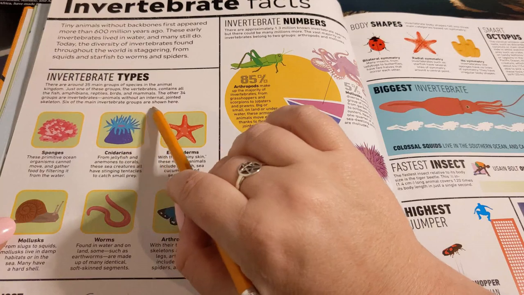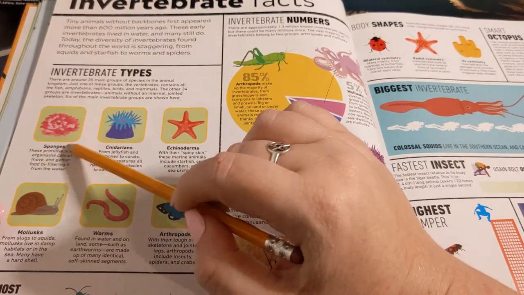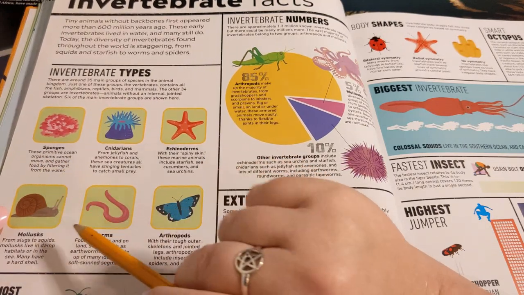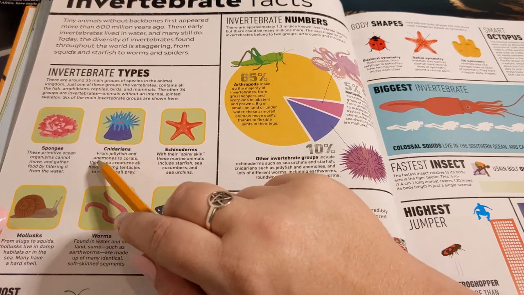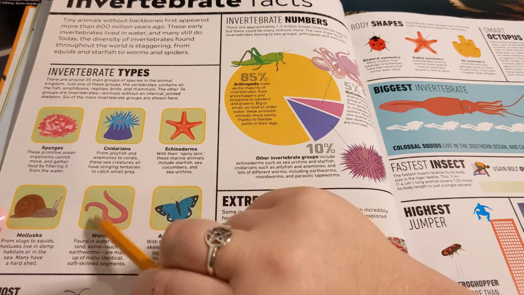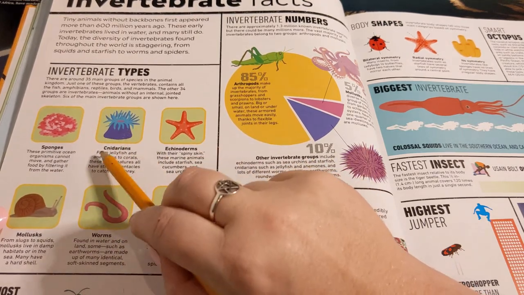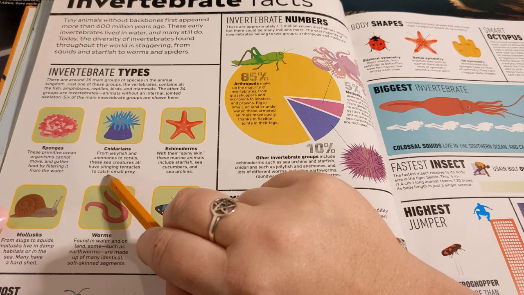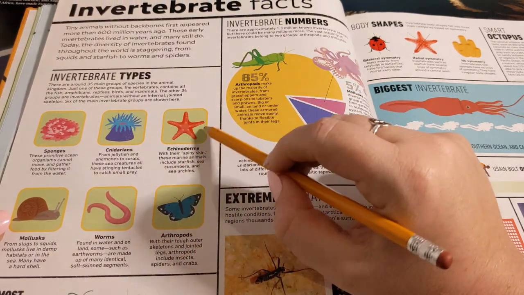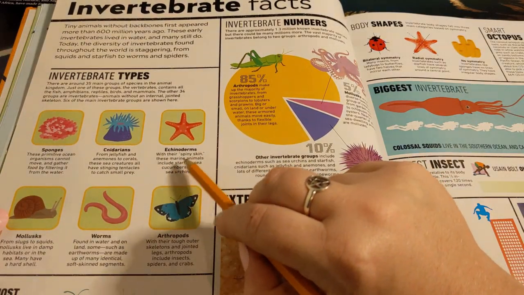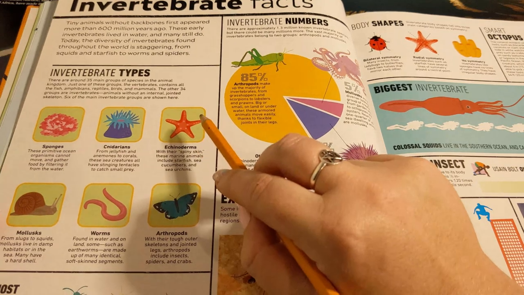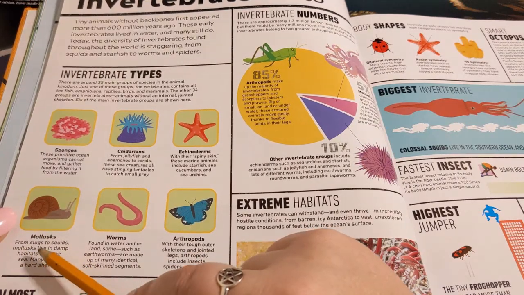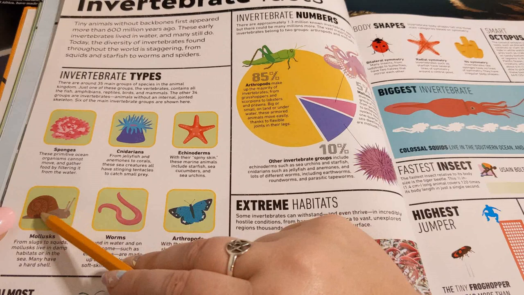Six of the main invertebrate groups are shown here. First is sponges. These primitive ocean organisms cannot move and gather food by filtering it from the water. Cnidarians. I'm sure that's not how you say that, but it's these guys. From jellyfish and anemones to corals, these sea creatures all have stinging tentacles to catch small prey. Echinoderms. With their spiny skin, these marine animals include starfish, sea cucumbers, and sea urchins. Mollusks. From slugs to squids, mollusks live in damp habitats or in the sea. Many have a hard shell.